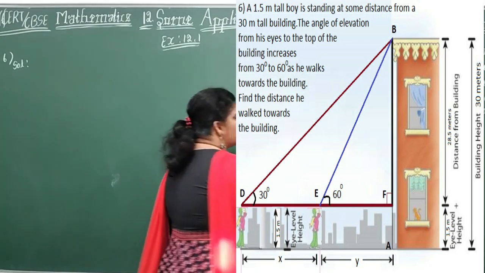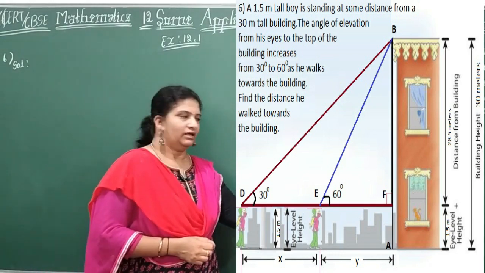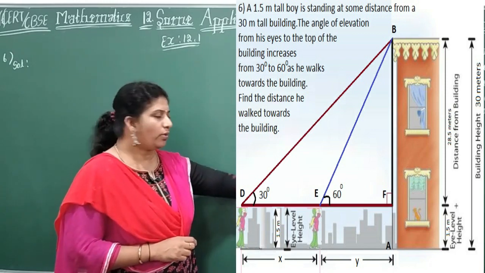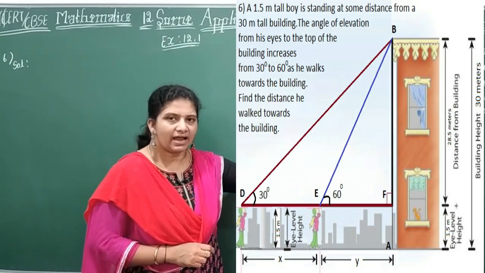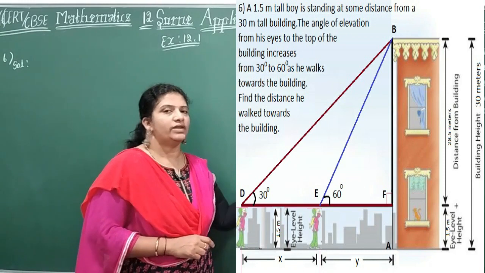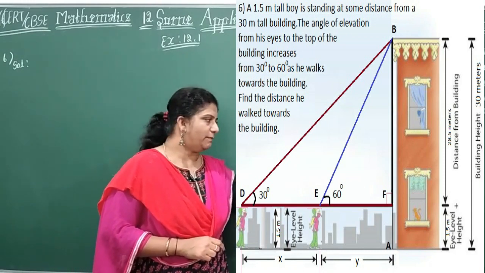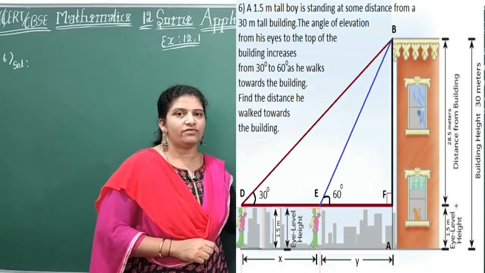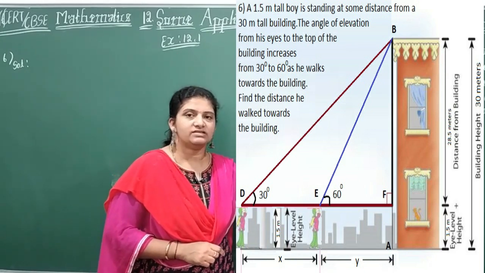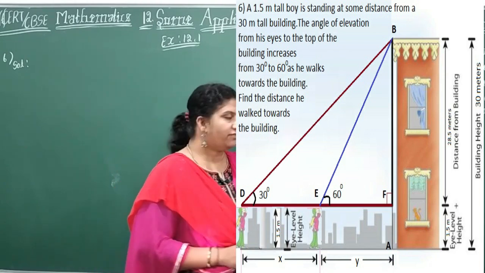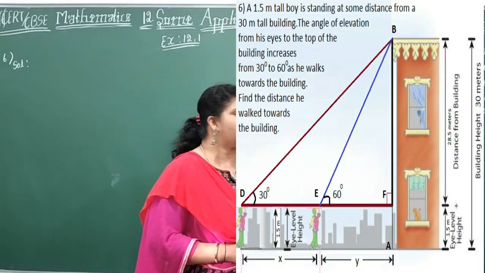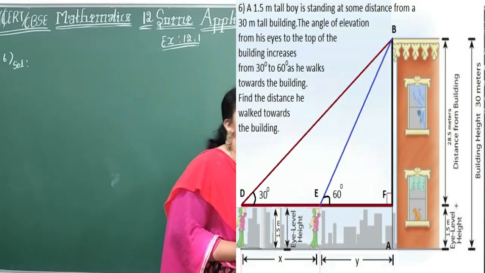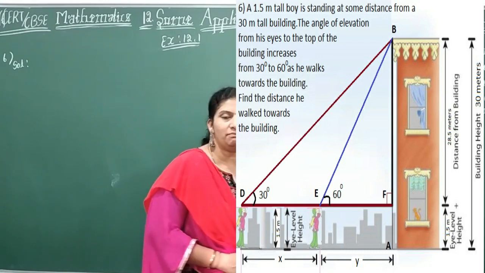So look here carefully. Eye, angle of elevation 30 degrees. When the boy is moving towards the building, understand the problem carefully. When the boy is moving towards the building, his angle of elevation increases. First it is 30, now it will be 60 degree. What is the height of the building? Actual height is 30 meter. But I should remove the height of the boy. So if you remove 1.5, it will be 28.5 meters.